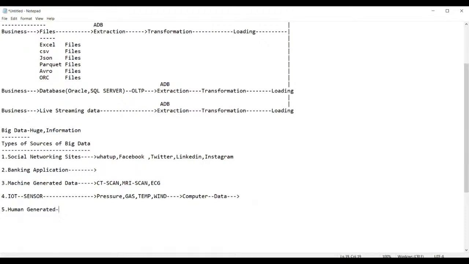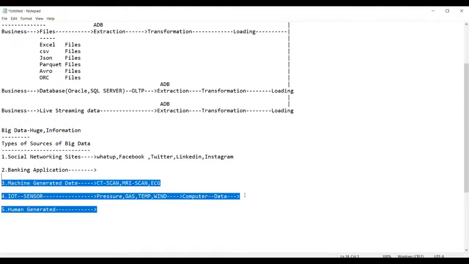Human generated data can still be considered big data. Human generated data means the data which is generated by you and me, the normal routine data. That is a kind of human generated data, so this is also considered part of big data.